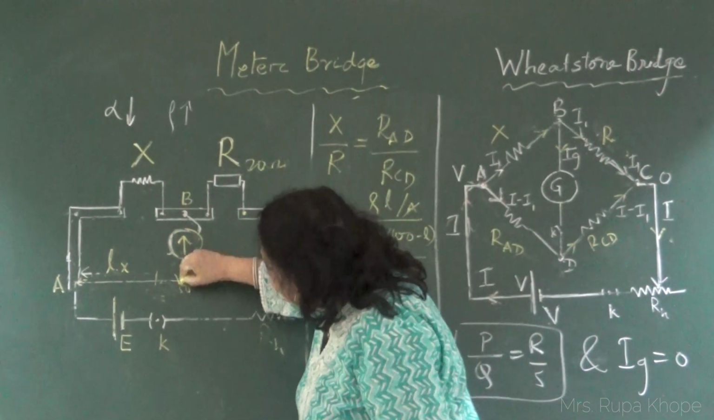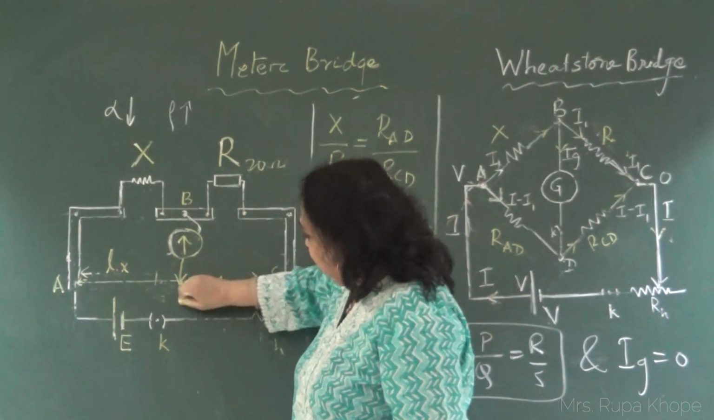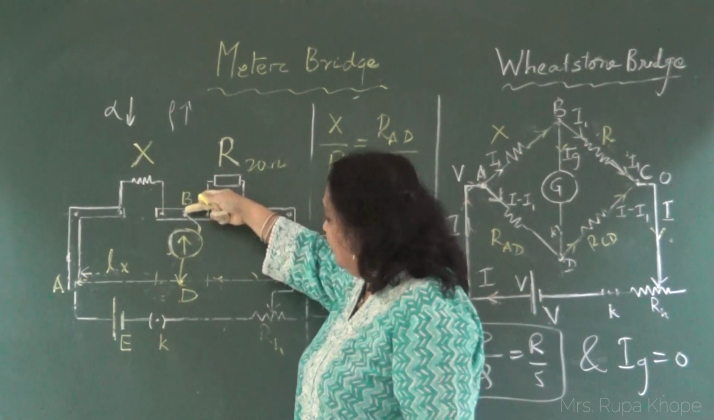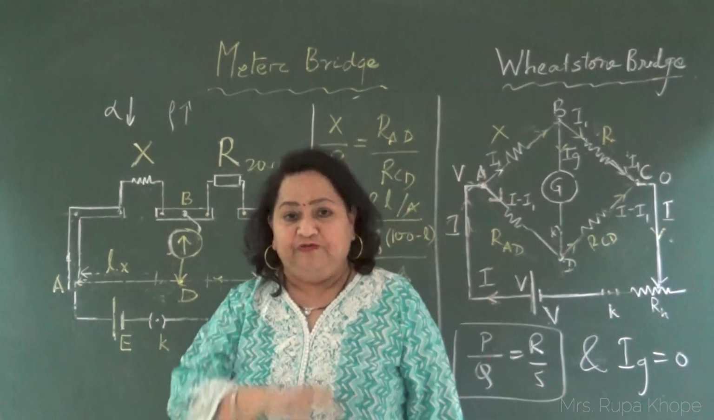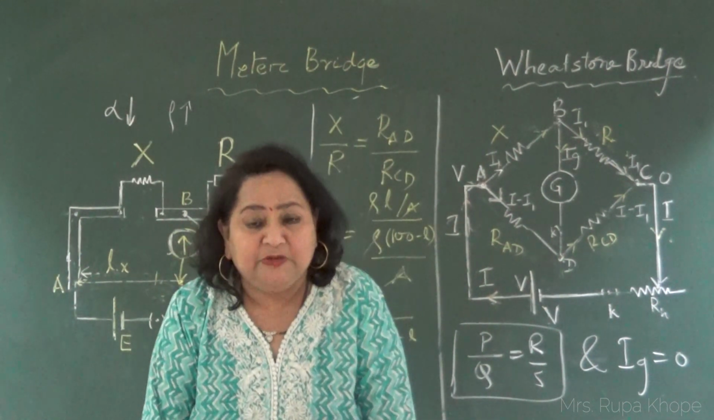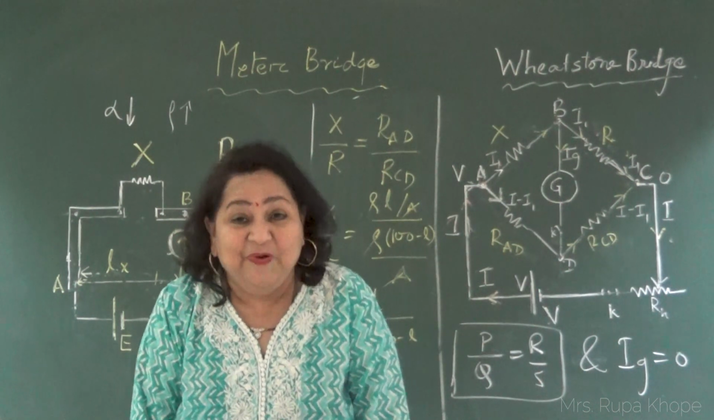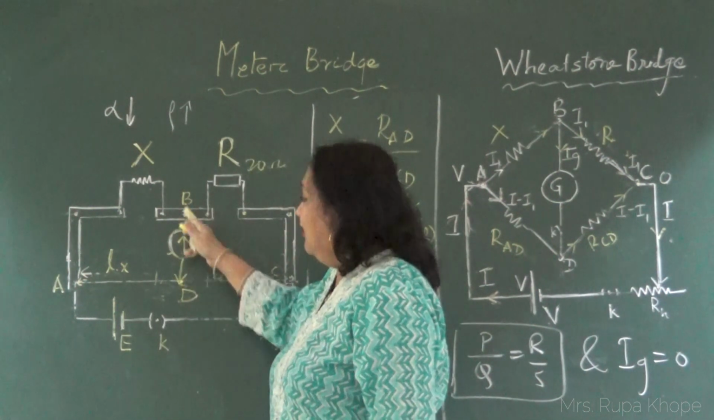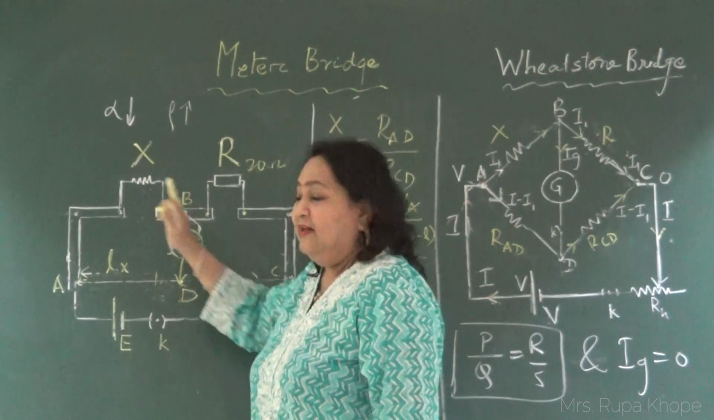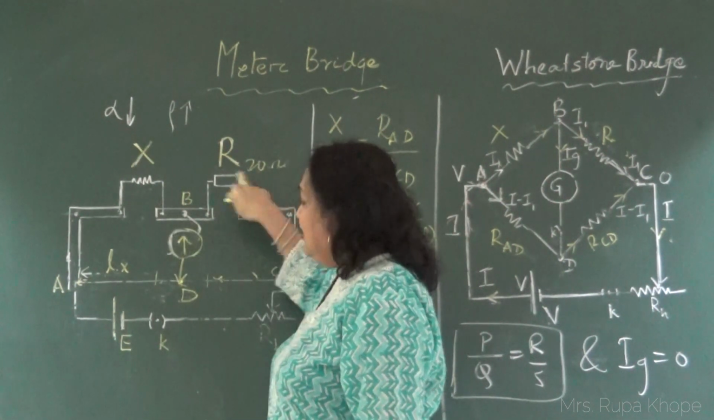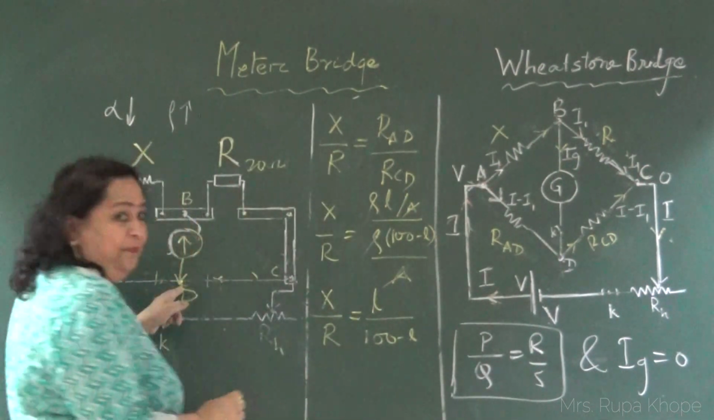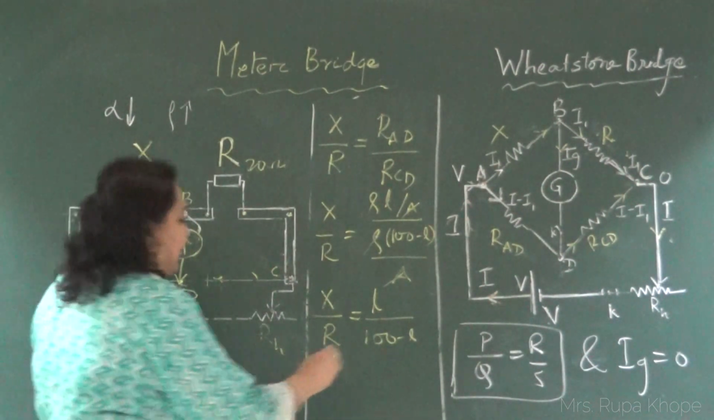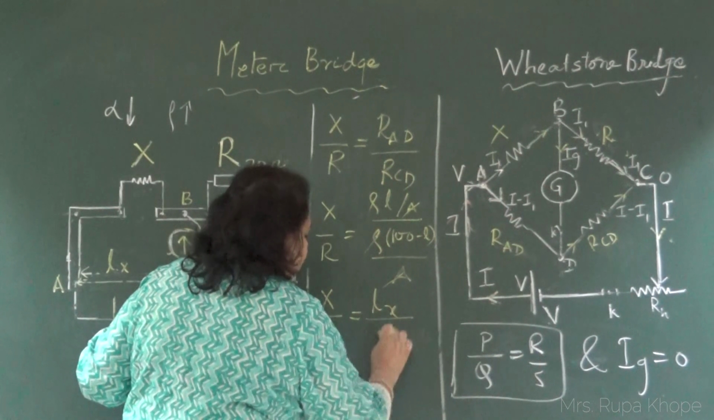So at this point in the wire, that is the D point, between B and D, there is no current. Is it not fulfilling the Wheatstone bridge principle condition? When there is no current flowing in the wire between B and D, that means X upon R is equal to Lx upon Lr. Suppose I get this point at, say, this point, so I'll get Lx upon Lr.